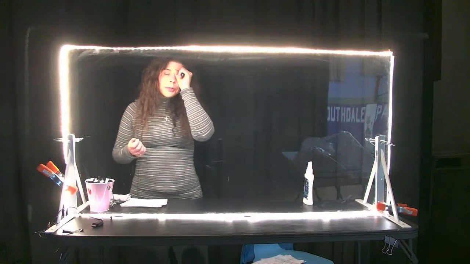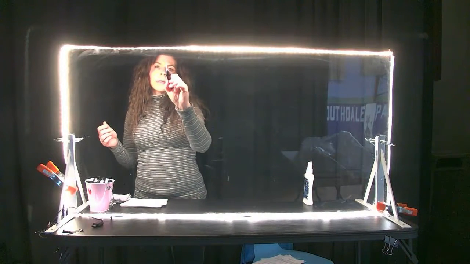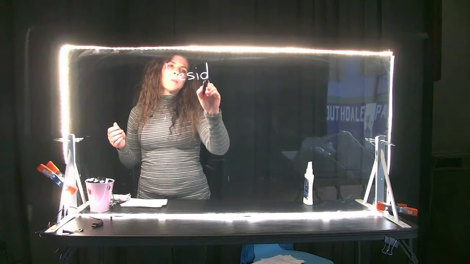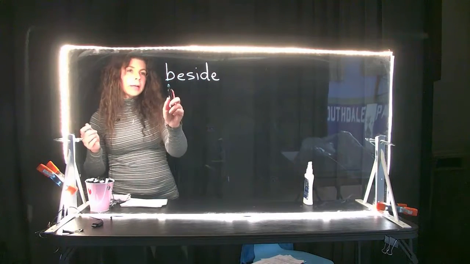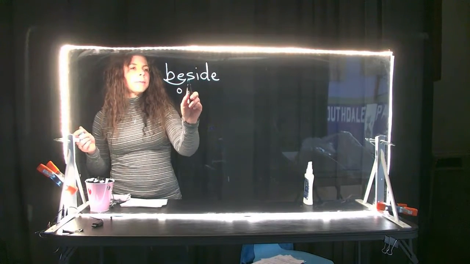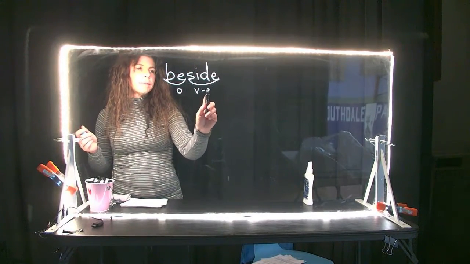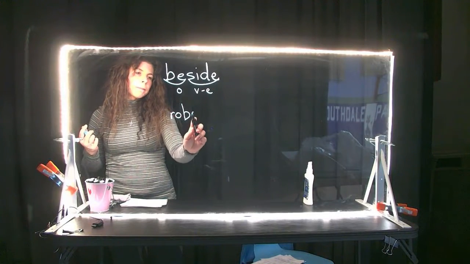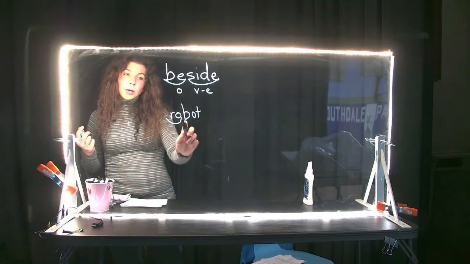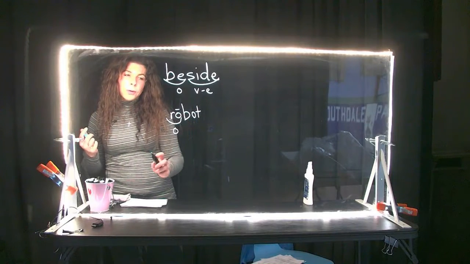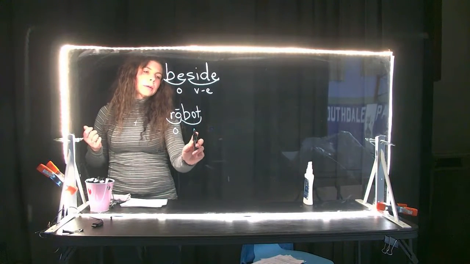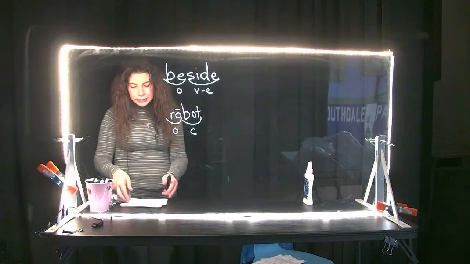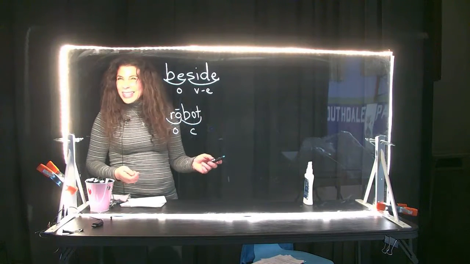So third grade, we were just talking about sometimes when you have a multisyllabic word, like in the word beside, you're going to have an open syllable and a vowel consonant E. Or in the word robot, you're going to have an open syllable, long O, row, bot, closed syllable. But sometimes that doesn't work that way.